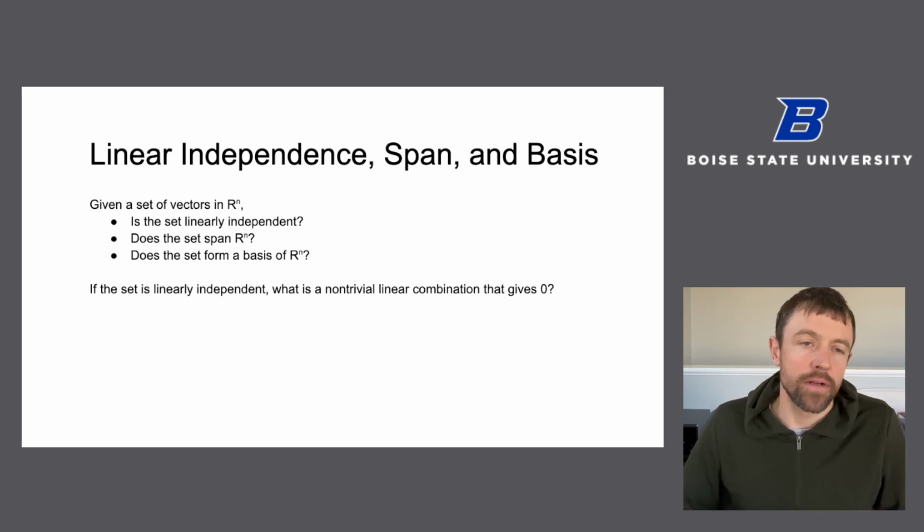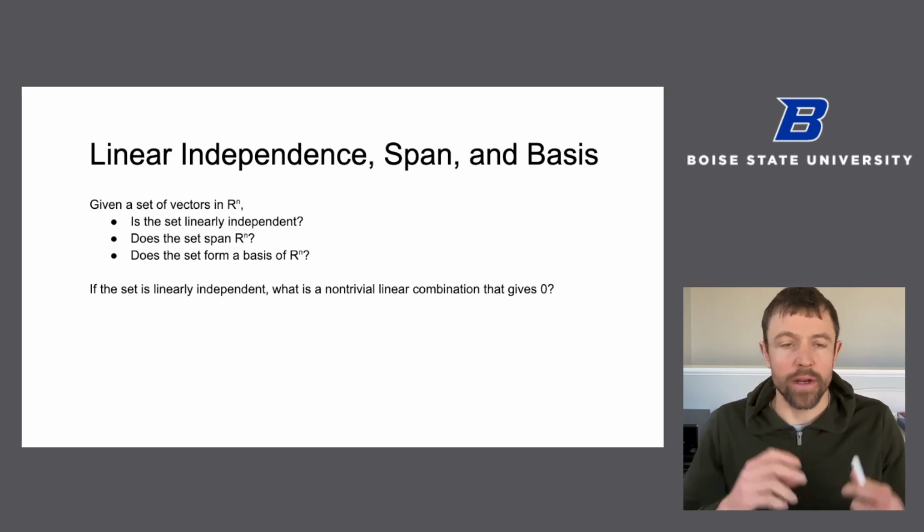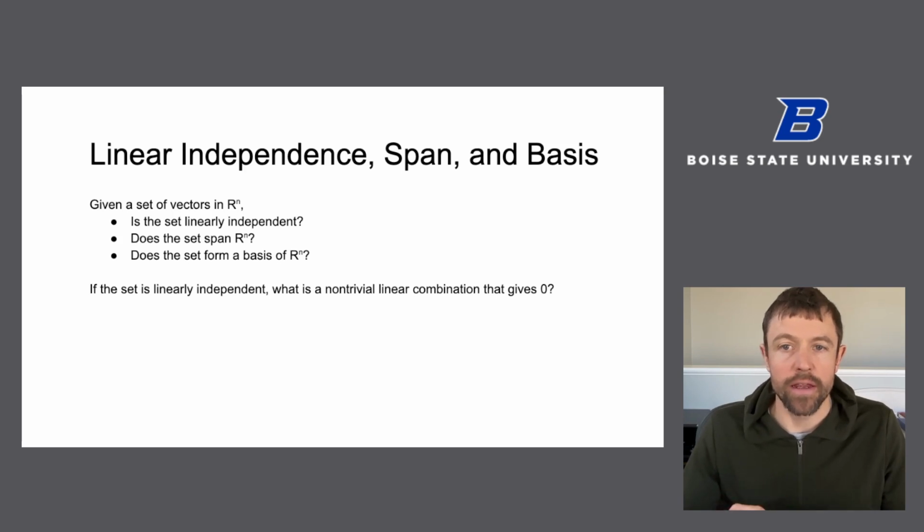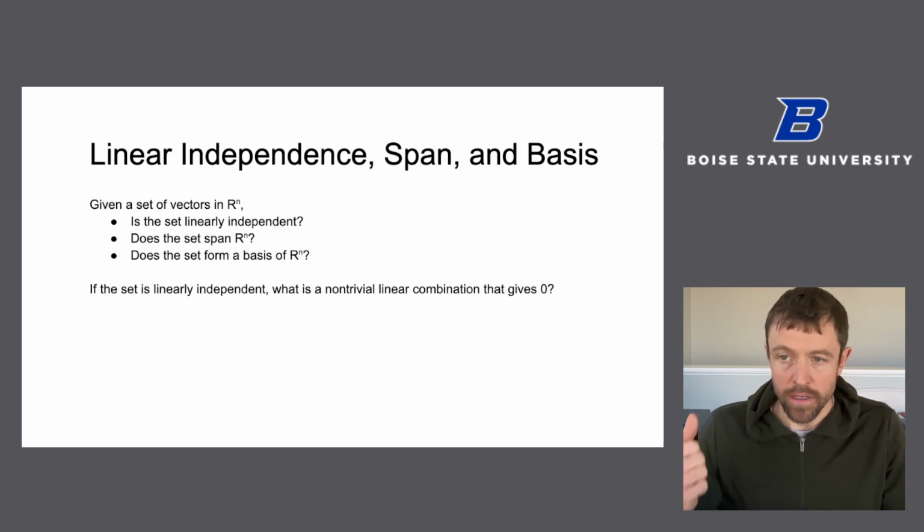In this video, I want to talk about solving problems where we're given a set of vectors from Rn and we want to know one of three things, or maybe more than one of three things. Are these vectors linearly independent? Do they span Rn? And are they a basis for Rn? And then finally, there's a question I'll look at.